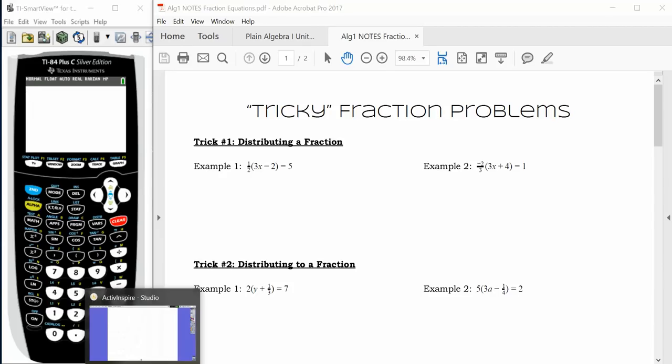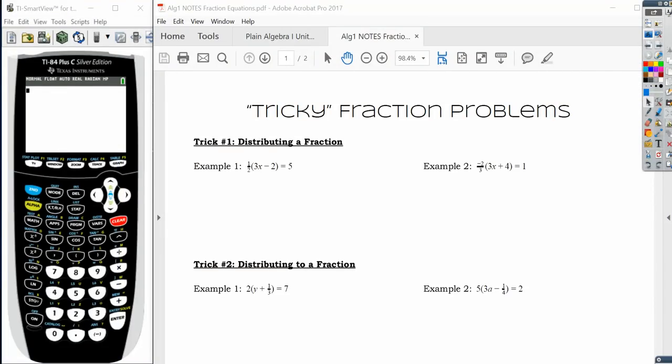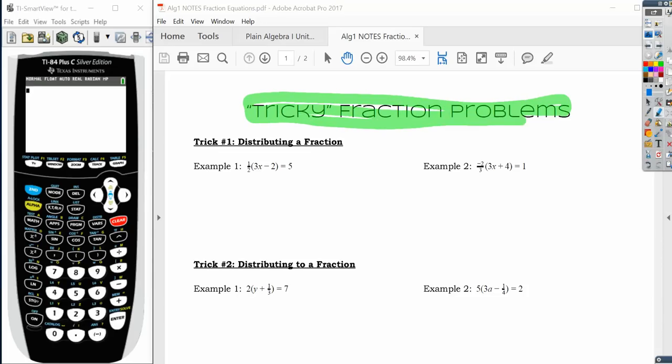Today we're going to talk about solving fractions with tricky fraction problems. Now make sure you have this piece of paper sitting in front of you because we're going to go over this together. So I'm going to go ahead and highlight my title. I call these tricky fraction problems because I usually have tricks to helping me solve them.